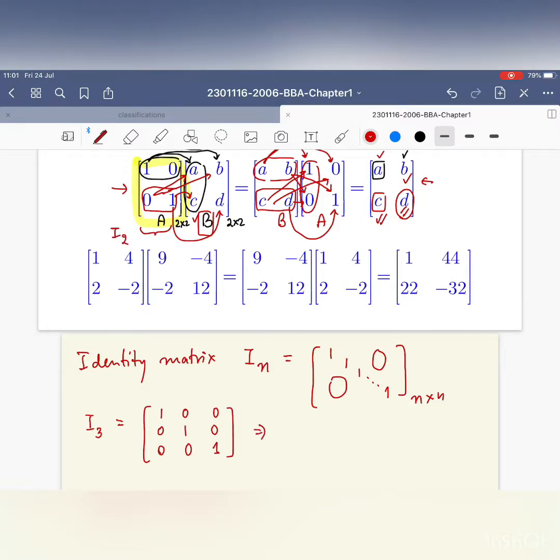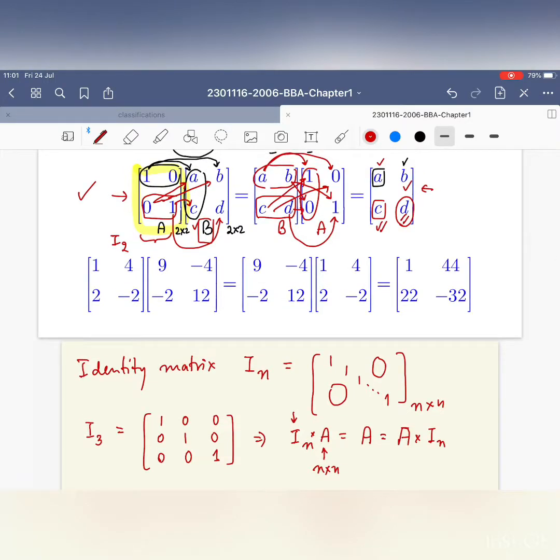And from this example, you know that if I_n multiplies with A, where of course A must be a square matrix n by n, it will equal A, and it is the same as A multiplied with the identity. So the identity matrix plays the same role as 1 in the real numbers. Okay, this is one of the examples.